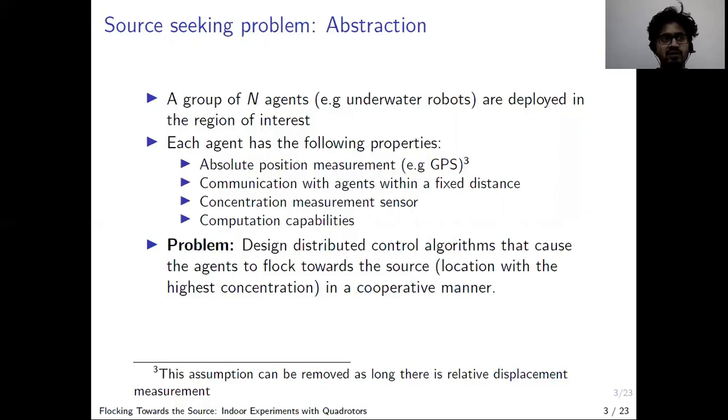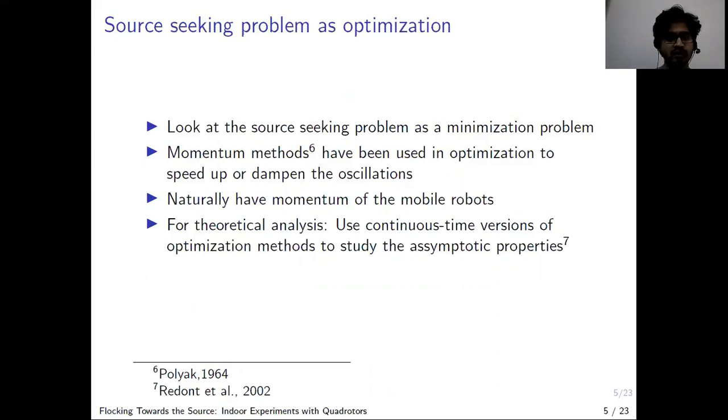The problem can then be defined as to design distributed control algorithms that cause the group of agents to flock towards the source. So we treat the source seeking problem as a minimization problem. Note, however, that the practical problem involves finding the region with the highest strength of the field, such as radioactivity, but we can invert the sign on the cost to write it as a minimization problem.